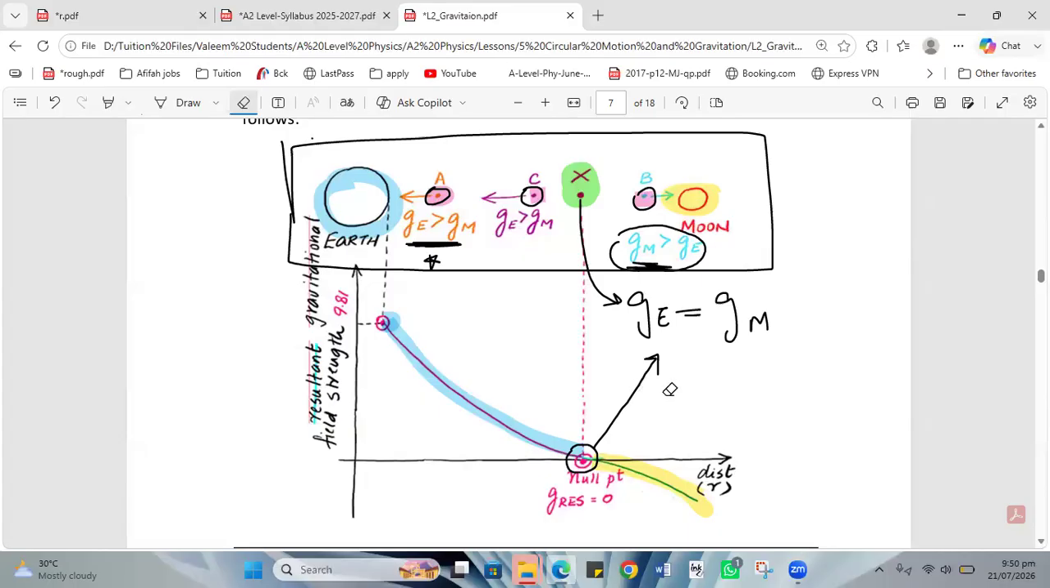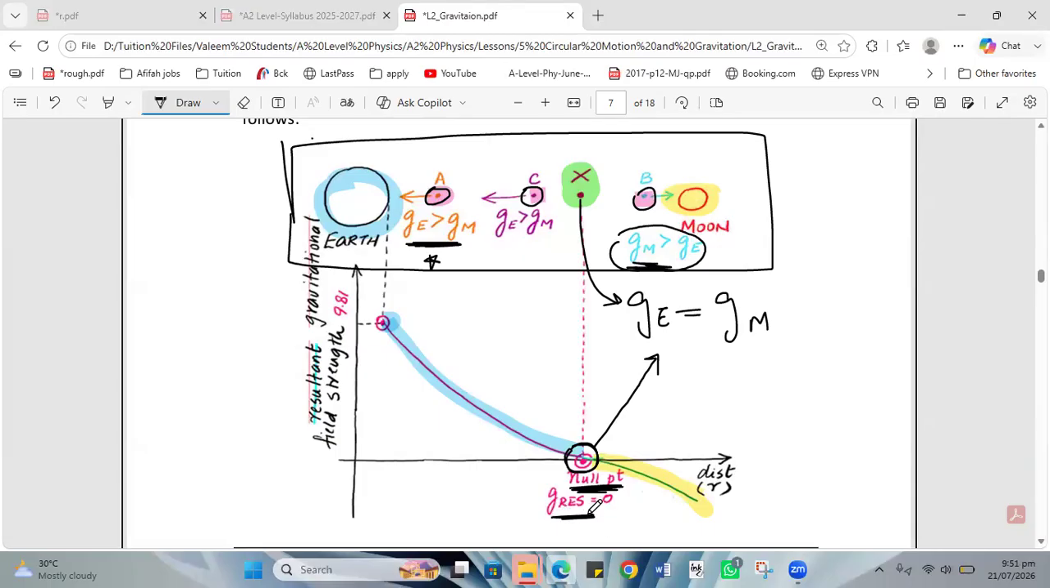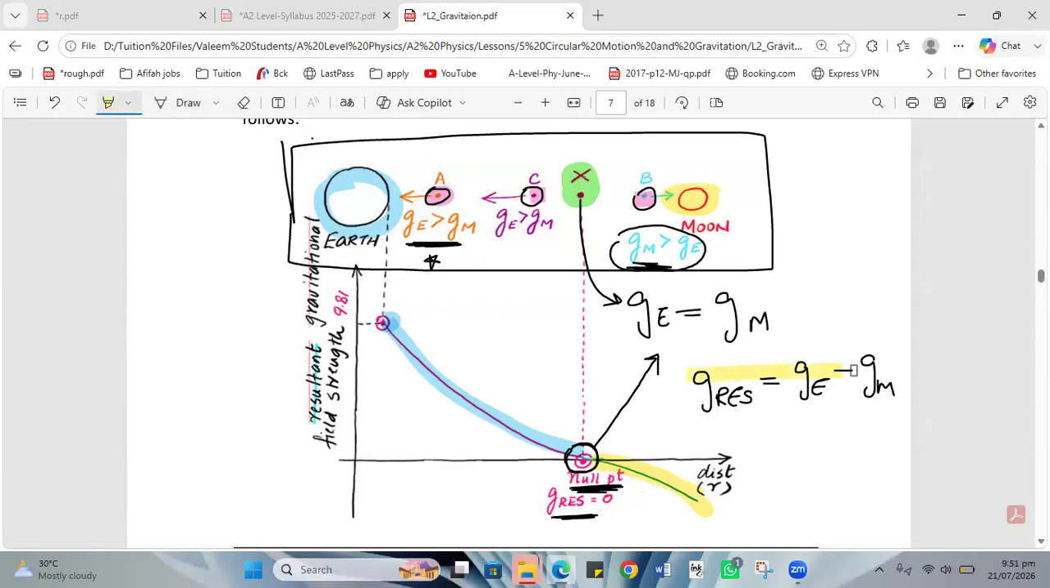What else? Number 3, the point where you are touching the x-axis. I didn't tell you yet. This point is called the null point. Meaning, at this point, the resultant gravitational field is 0. What does resultant mean? Resultant means the combination of both of them, right? Both the Earth and Moon have opposite directions of gravitational field strength. So if I want to find the resultant, should I add their field strengths or subtract? I should subtract because they are in opposite directions, right? The gravitational field of Earth minus the gravitational field of Moon. If I subtract them at any particular point, I will get the resultant gravitational field.